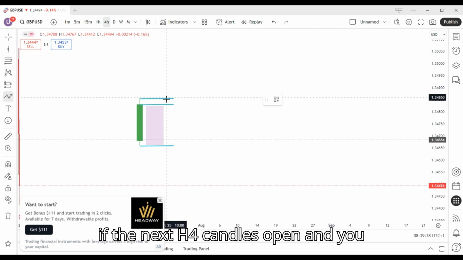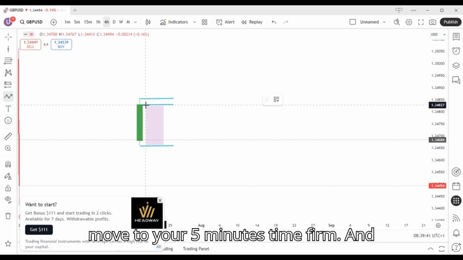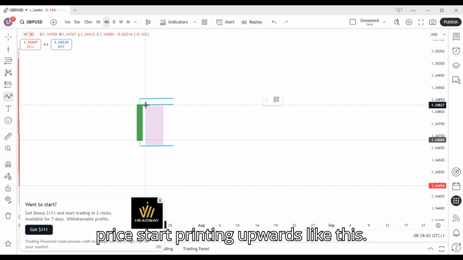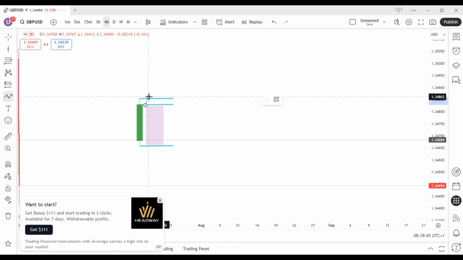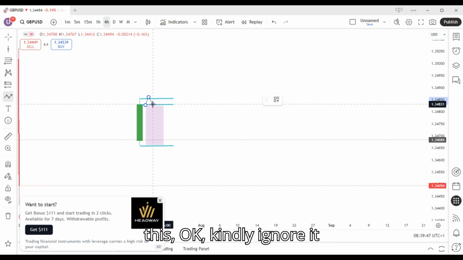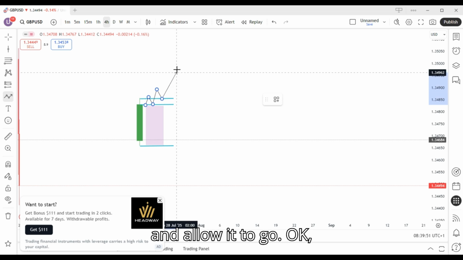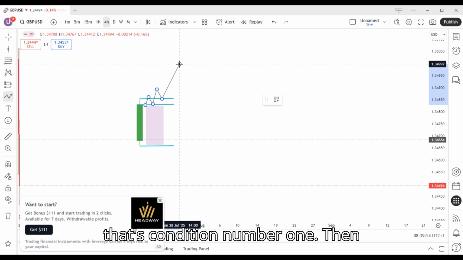If the next H4 candle opens and you move to your 5 minutes time frame and price starts printing upwards like this, kindly ignore it and allow it to go. That's condition number one.